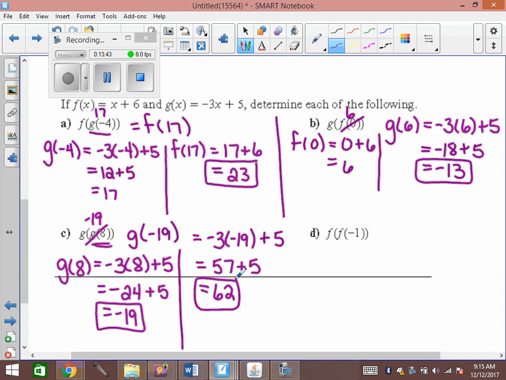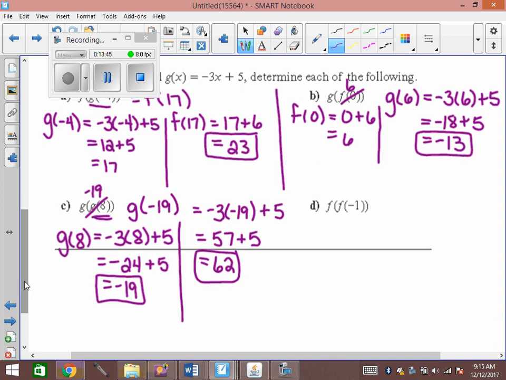Flip over. I know it's going to hurt you to leave D, but if you want to do it, you can. I'm going to flip over to the next one.